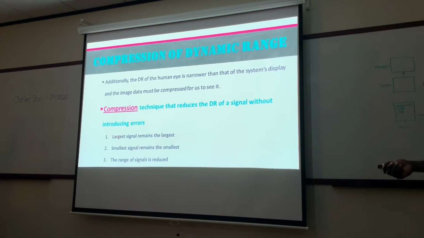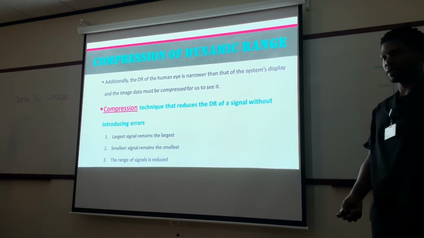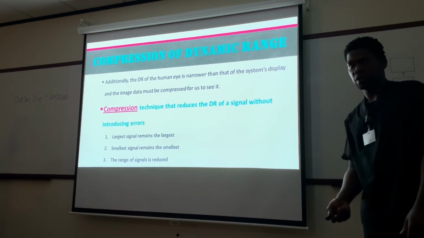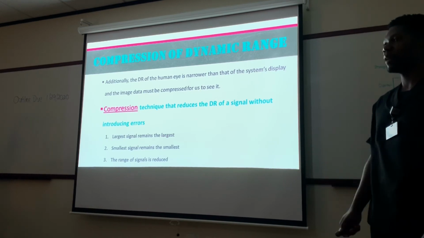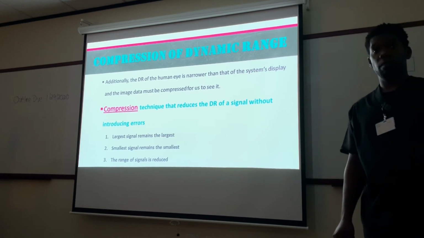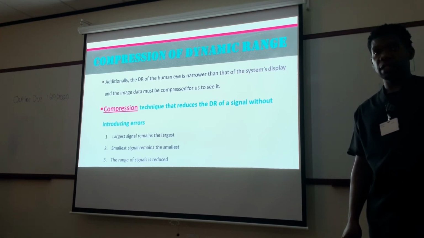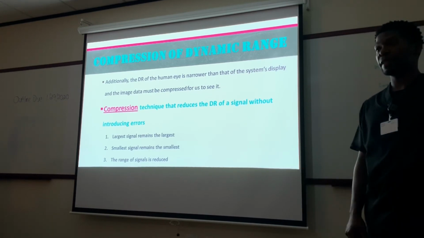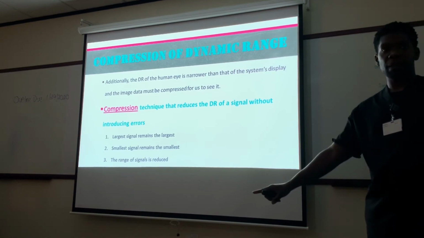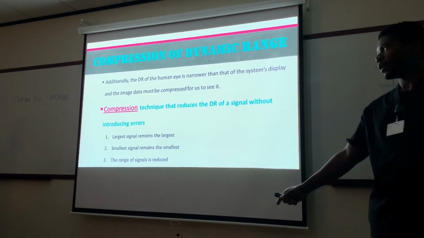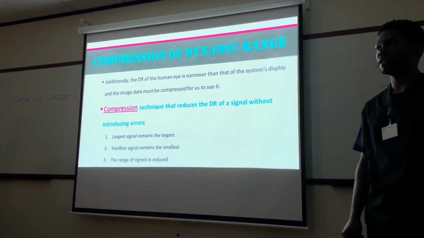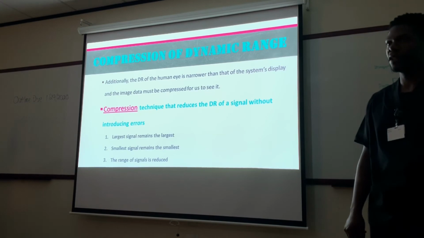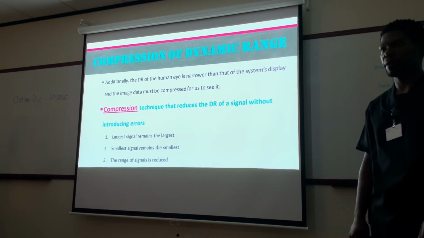Okay. Compression technique reduces the dynamic range of the signal without introducing errors. Of course, we don't like errors. So again, this is my summary of it. The largest signal remains the largest, our brightest white is still going to be our brightest white on the image. The smallest signal remains the smallest. Our darkest black is still going to be the darkest black. The only thing that changes is the range of signals between black and white. That's what's changing when you change your dynamic range, when you change your log compression, when you change your grayscale mapping. Okay.